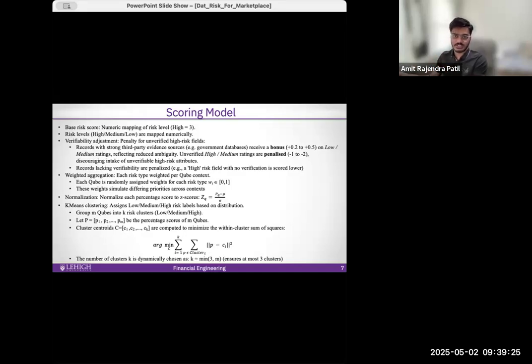The formula for this is simple. If the data is verified from any government source, it gets a bonus point of plus 0.2 to plus 0.5, depending on whether the range is low or medium. Whatever is the minimum will be selected from both of them. If it is not verifiable, it is penalized on the basis of minus 1 to minus 2, again depending on the high risk attributes. Then I'll explain the k-means clustering that I've used. The major challenge which I faced was the normalization of scores.